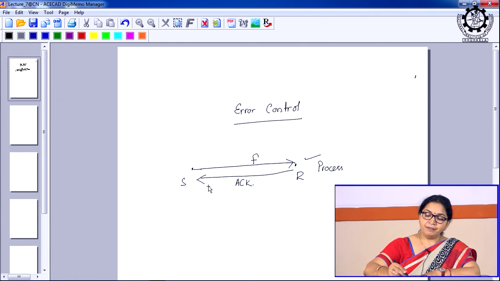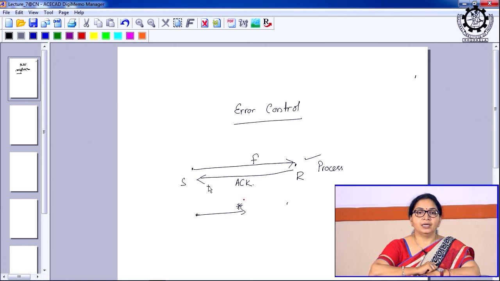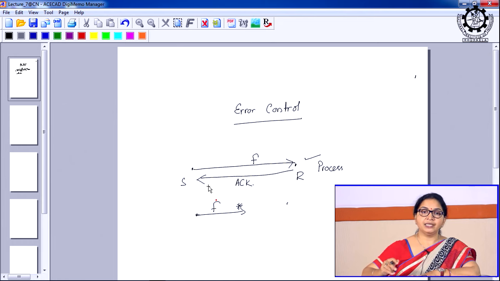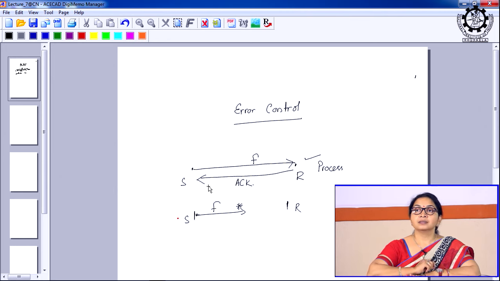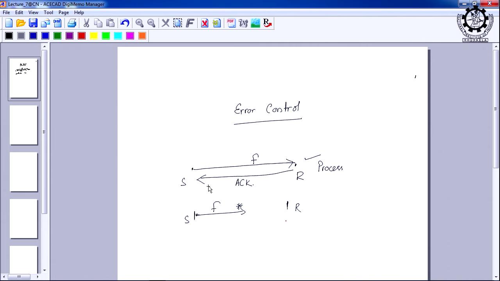Now, let us say the frame that is transmitted is lost on the way. It does not reach the receiver. What will happen? When the receiver does not get the frame, what will it do? Can it send an acknowledgement to the sender? No. That means in this scenario, no acknowledgement will be transmitted. When no acknowledgement is transmitted, the sender must be informed that the acknowledgement has not been transmitted. So, there is a problem in the transmission.